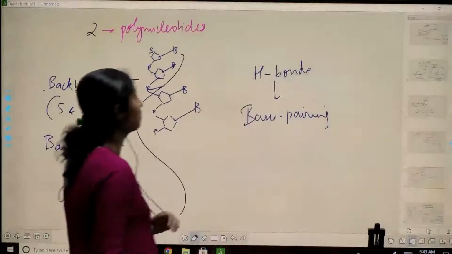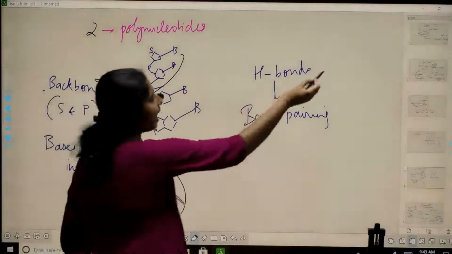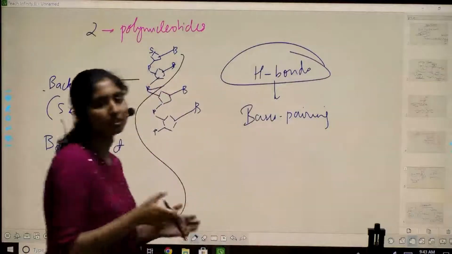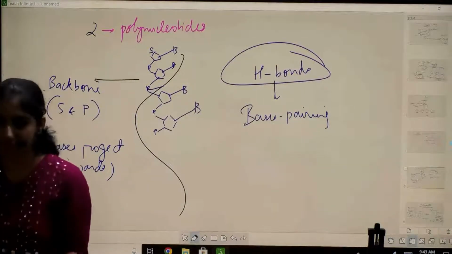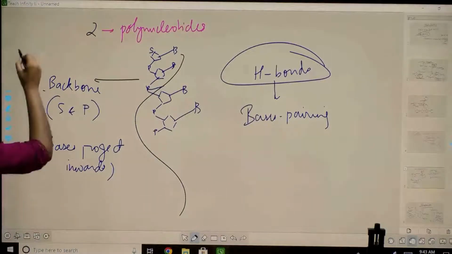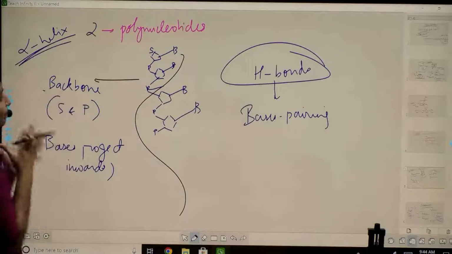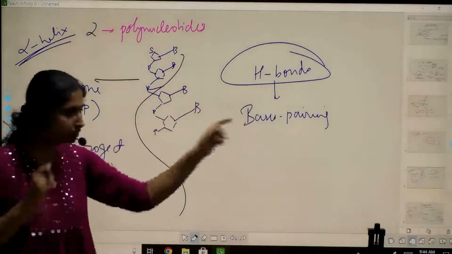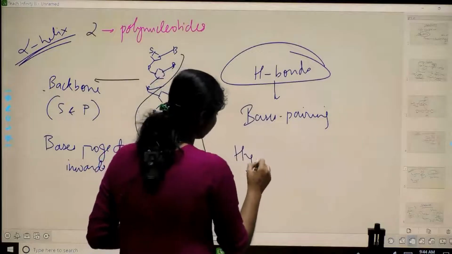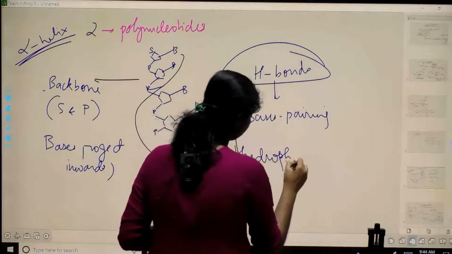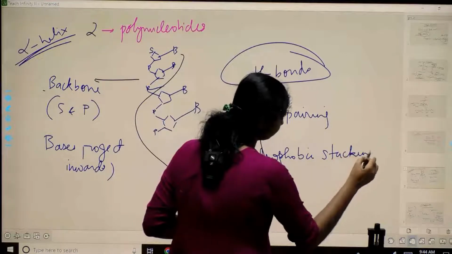So let's come back to the double helix structure. In the double helix, the hydrogen bonds that are formed as a result of base pairing help to keep the DNA more stable, right? So DNA exists in a double helix, and this double helix conformation is stabilized with the help of hydrogen bonds. The other bond that stabilizes DNA is the hydrophobic stacking of bases.